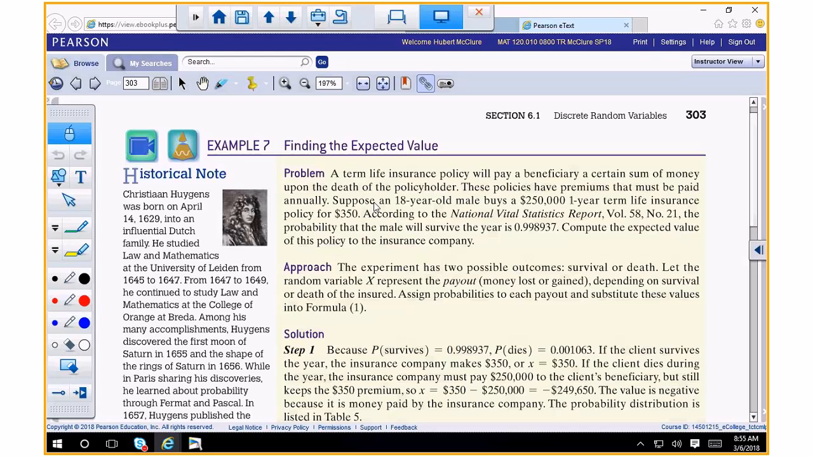But what is the life expectancy of an 18-year-old male? Not very high, because they get into a car with over 300 horsepower and don't know how to drive. So they will survive 0.9989. You say, well, that's pretty high. Well, you ought to compare it to an 18-year-old woman, who is going to be higher than that. So that's why they pick an 18-year-old male.